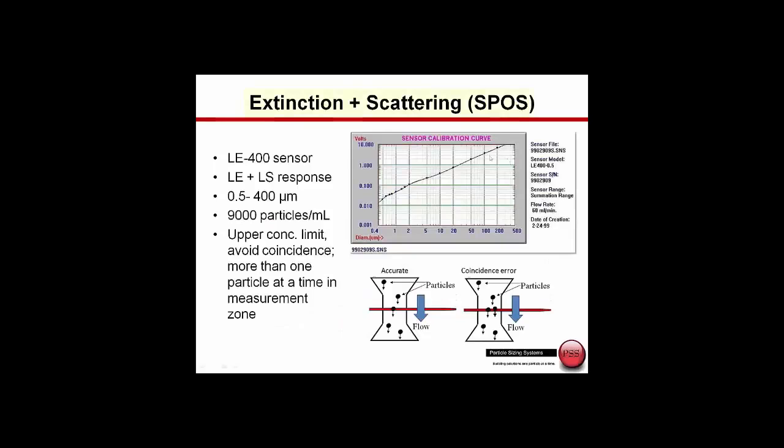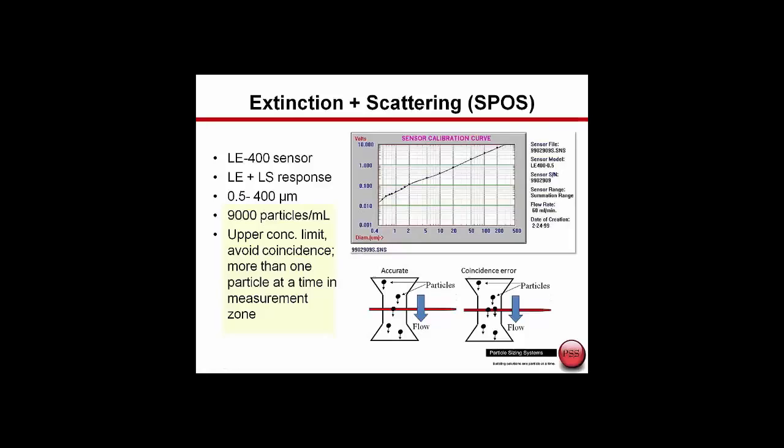This is the calibration curve for the combination light extinction and scattering sensor. This is for the LE400 sensor, which has a dynamic range of 0.5 to 400 microns. The upper concentration limit we can work with on this sensor is in the range of 9,000 particles per ml.